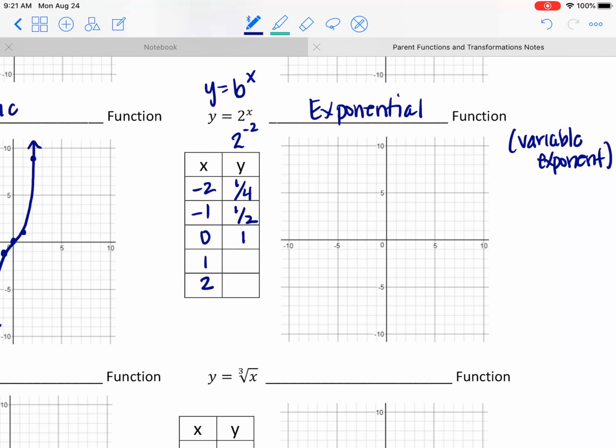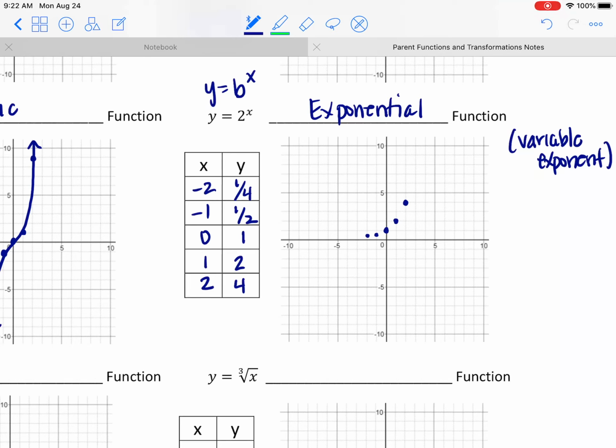2 to the first, that's not so bad. 2 to the first power is going to be 2, and then 2 squared is going to make 4. So at negative 2, our graph is at a fourth. At negative 1, we're up a little higher. Hard to see the difference there. 0, 1, we've got a point. 1, 2, and then 2, 4.